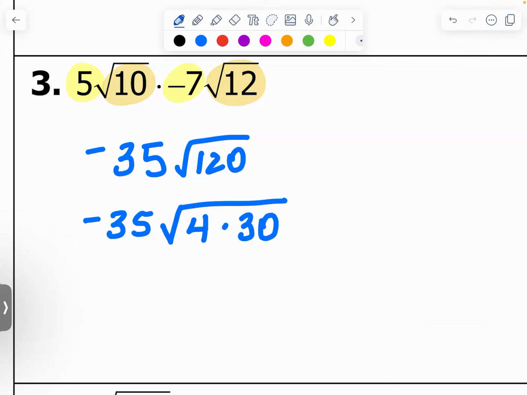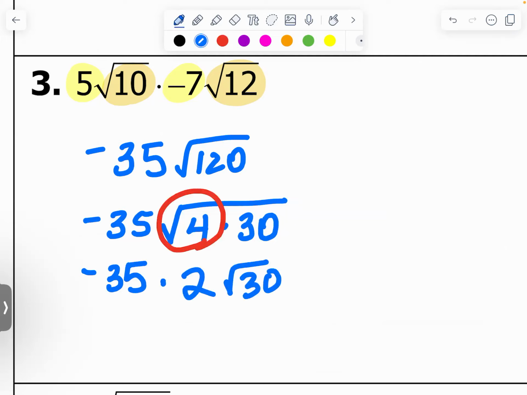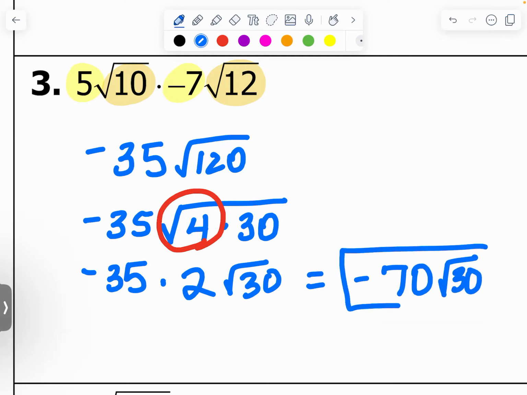And 30 does not have a factor of a perfect square. 30 is 5 times 6. So I think we're okay. I think 4 is the highest perfect square that divides into 120. So if this is the case, we have -35. We know that the square root of 4 is 2. So our answer is -70 square root 30. Oh, 4 times -30.